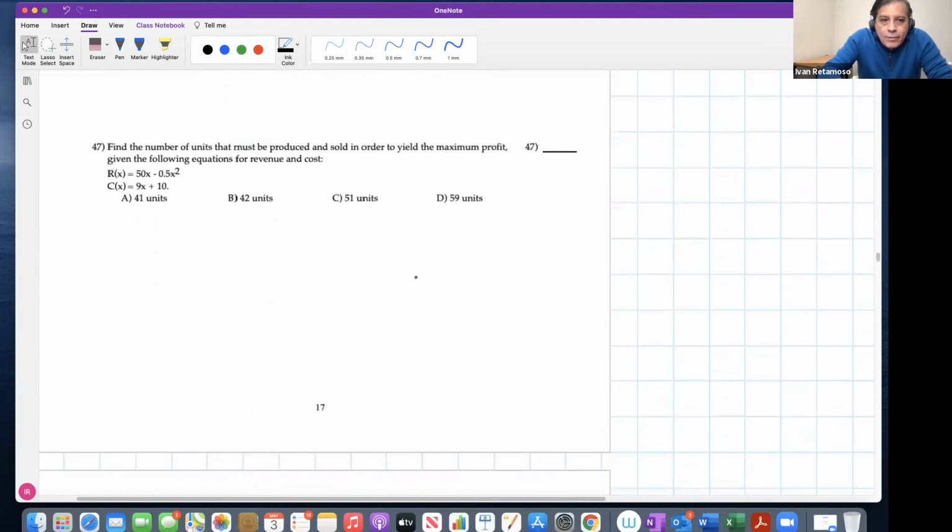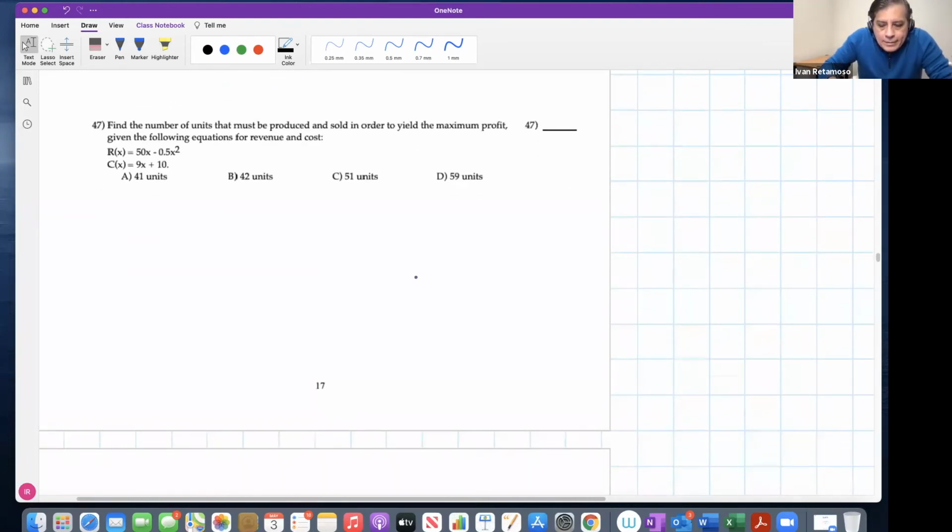Now another form here, look. This is an application to finance. It says find the number of units that must be produced and sold in order to yield the maximum profit, given the following equations for revenue and cost. Revenue 50x minus 0.5x squared, cost 9x plus 10.